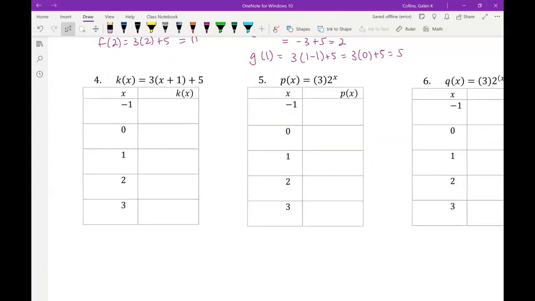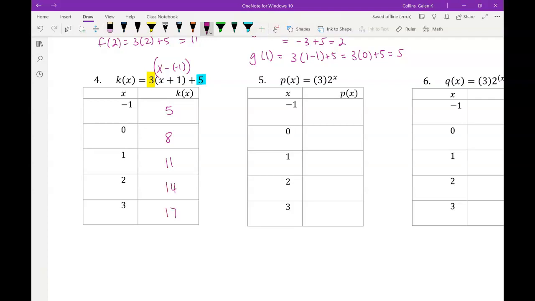And x plus 1 is the same as x minus a -1. So one way of knowing what to do here is to know that when my x value is -1, my output should be 5. And again, just like the other 3 tables before this one, I'm increasing constantly by 3. So I've got 5, 8, 11, 14, 17.